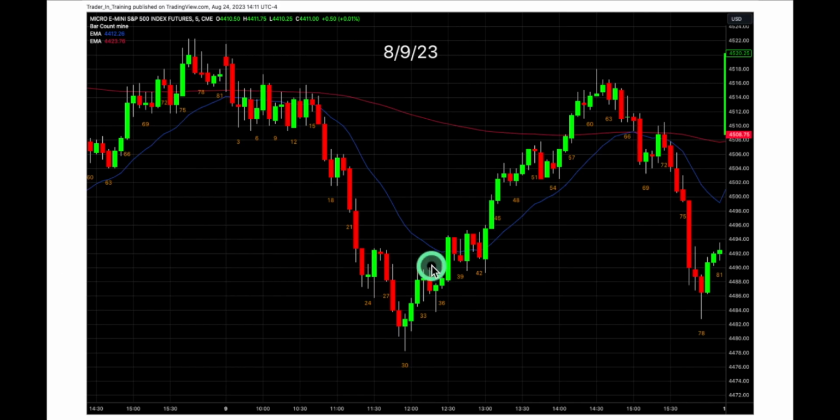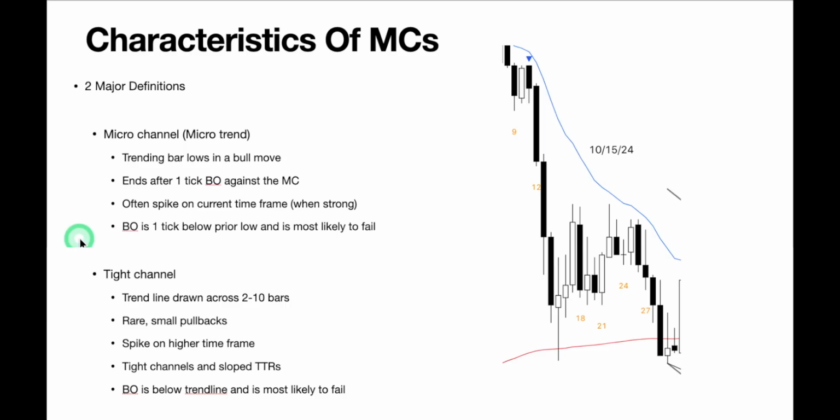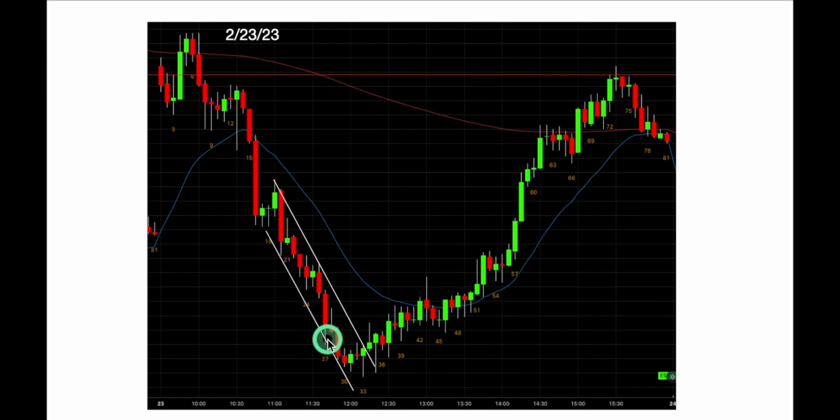And same thing with the bull case. We have trending bar lows. Every low is above or equal to the prior low. And then as soon as we break below, that microchannel is over. A microchannel is usually a spike on the current time frame. Whereas a tight channel like this might be a spike on a higher time frame.